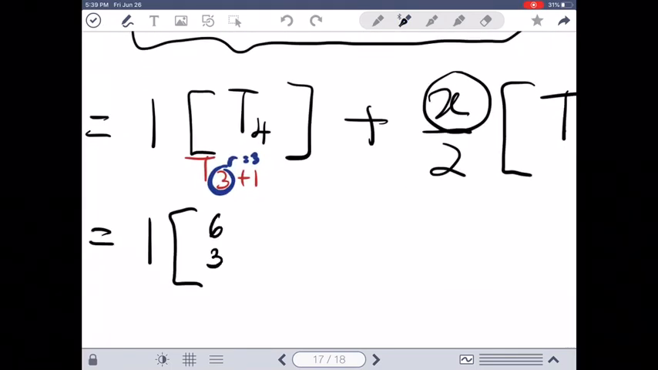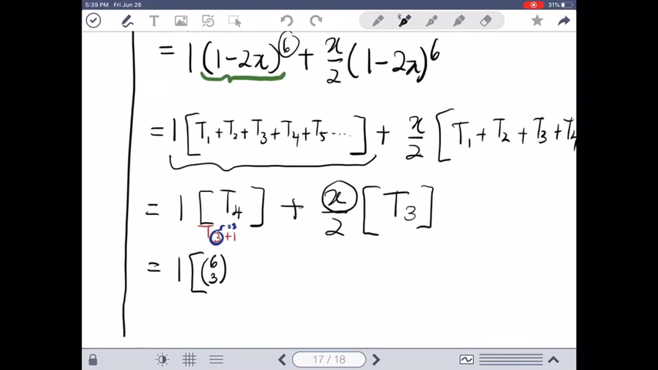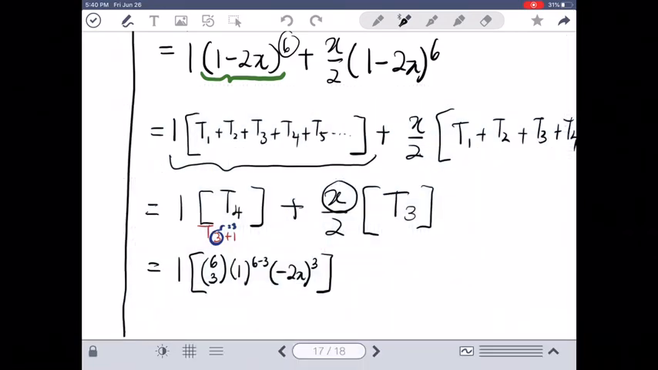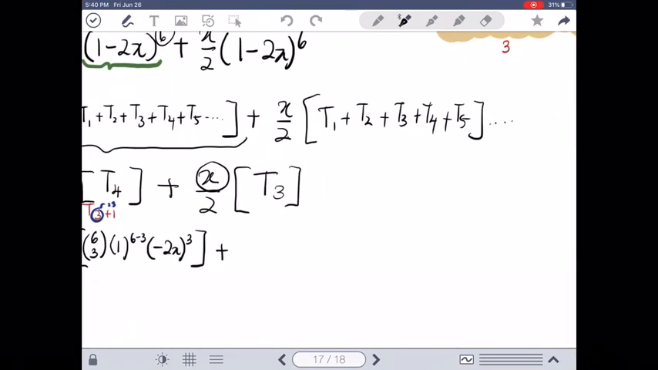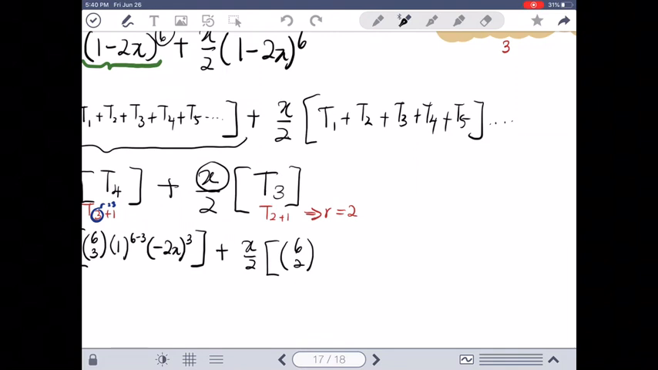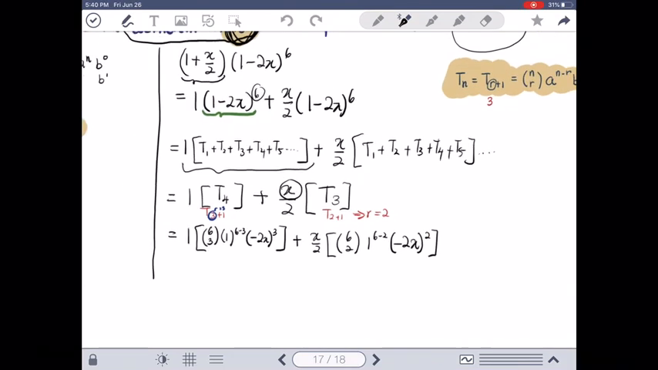So we should get the expansion of 6, 3, so 6C3. a is 1 to the power of 6 minus 3. b is negative 2x to the power of 3. Plus, T3 is just T2 plus 1, so our r is equal to 2. Which means that we have x over 2 multiplied with 6C2. Our a is 1 to the power of 6 minus 2. Our b is negative 2x to the power of 2.